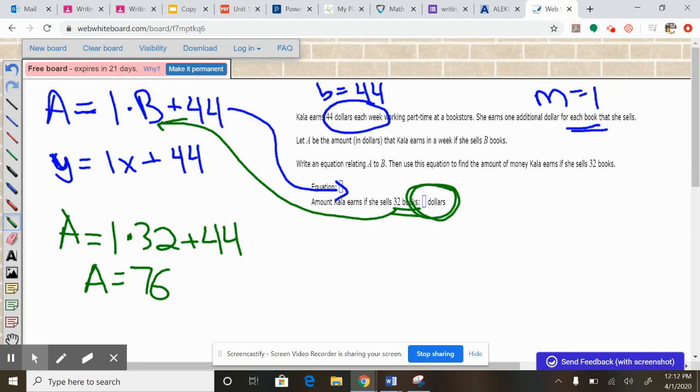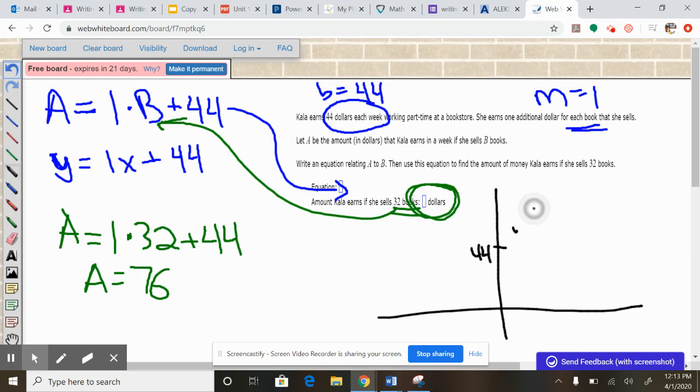I know this question does not ask you to graph it, but I'm going to do a quick graph of this. Again, just a little sketch. So if my starting point was 44, let's just say starting somewhere at 44, the graph is just a sketch, and my slope is 1, so I'd be going up 1 over 1, up 1 over 1, up 1 over 1, and it would look something like that. Representing if I sold 0 books, I'd have $44. 1 book, go up $1. 2 books, go up, and so on.